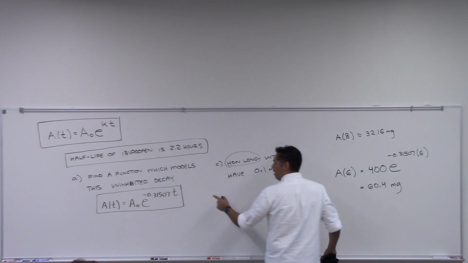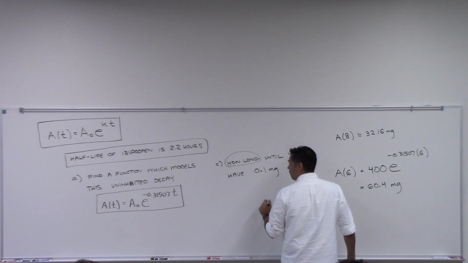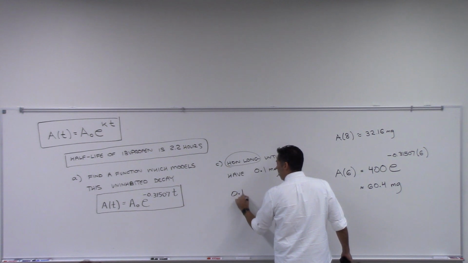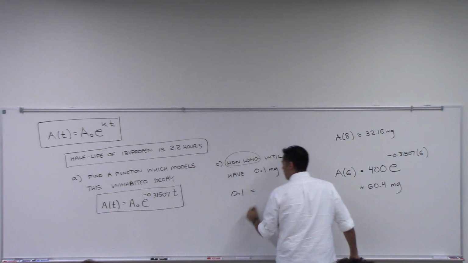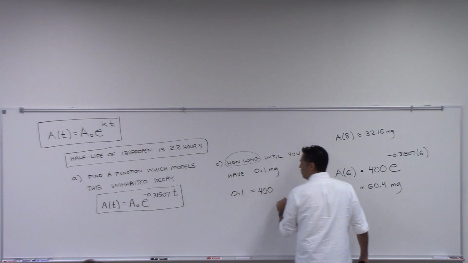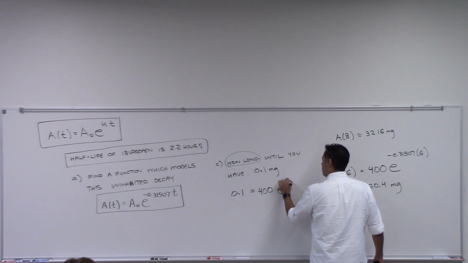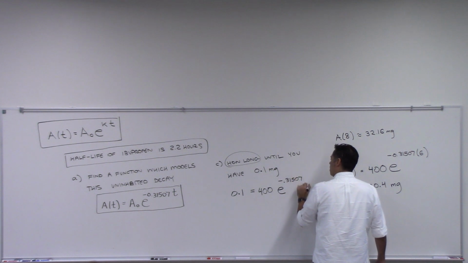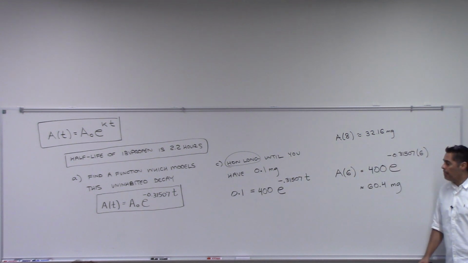So I'm going to use this formula. The left-hand side should be what? What I want at the end, 0.1, right? Must equal the amount I started with. What did I start with? 400. This is the same situation, right? Same person taking that 400. E to the negative 0.31507 t, right? And I don't know what t is, so I have to solve for t.